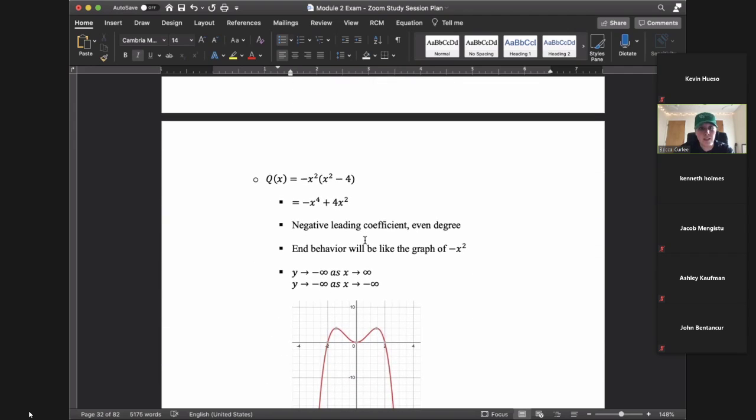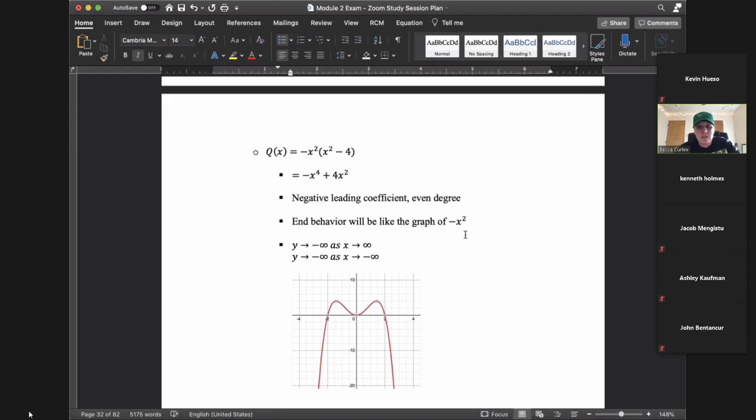Then you've got q of x equals negative x squared times x squared minus 4. Sometimes you have to multiply these out to make sure if it's a negative leading coefficient and an even degree. It is: we've got negative x to the 4th plus 4x squared. The end behavior will be like the graph of negative x squared. Remember, it's just like the upside down parabola.